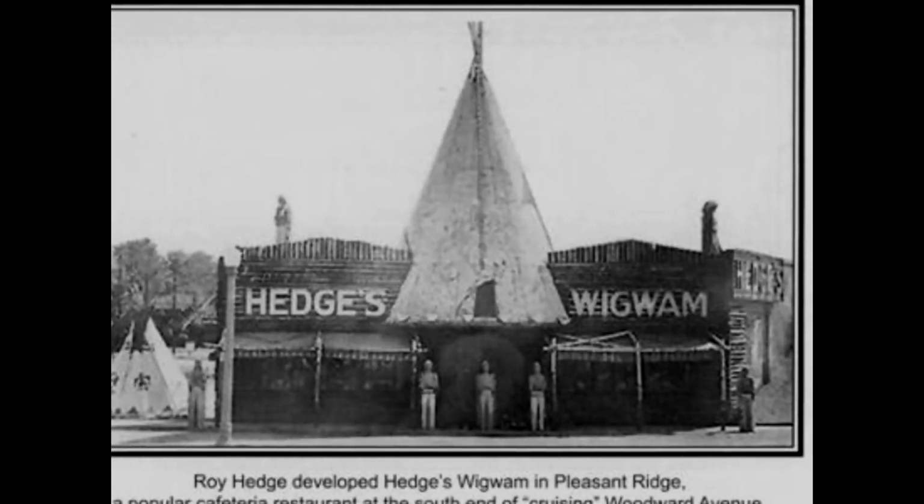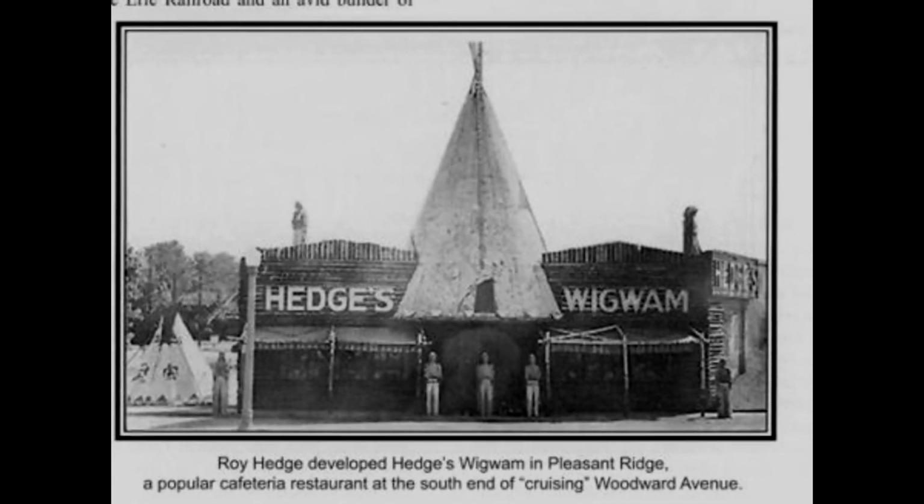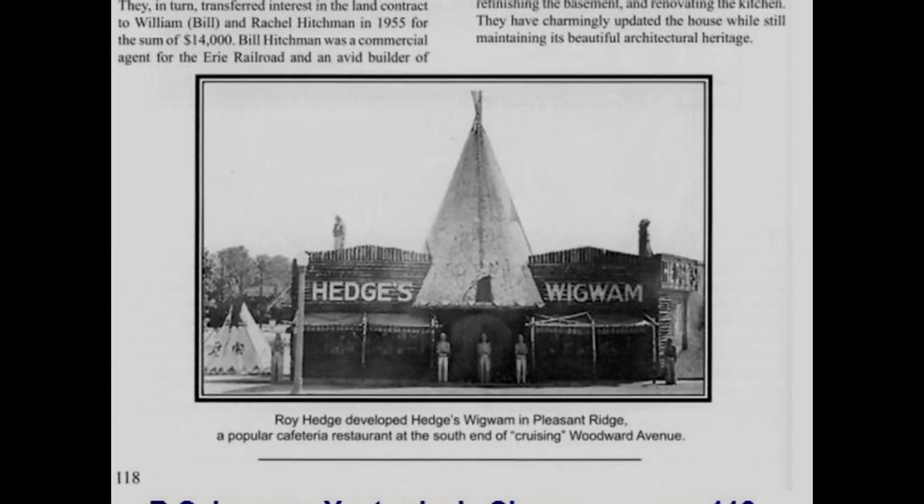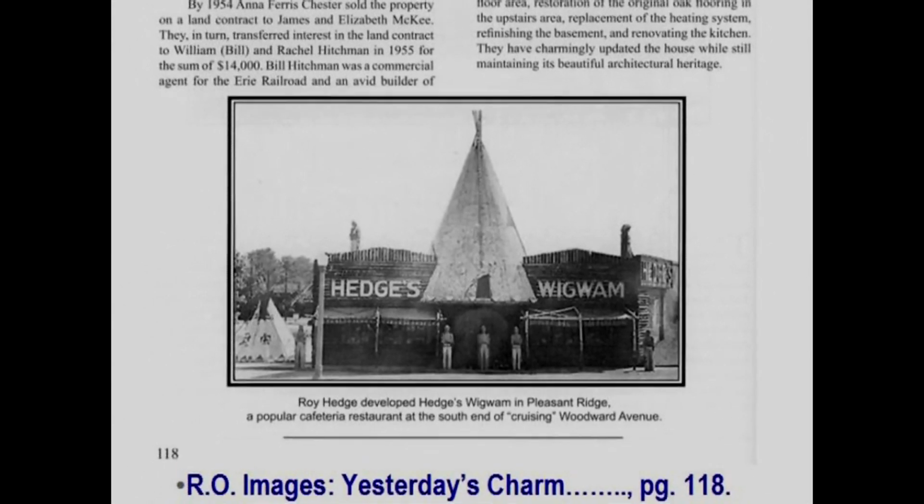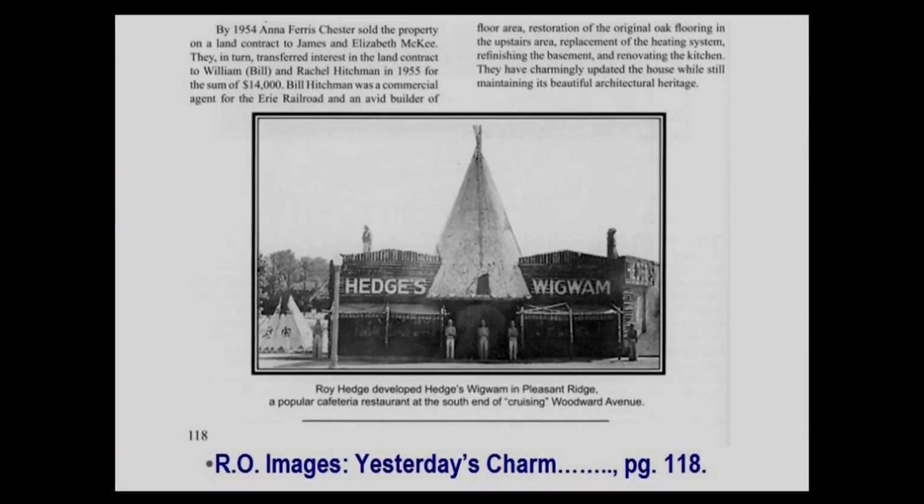Here's a picture of Hedges Wigwam with the wooden Indians, as we'd call them, in front of the restaurant. The restaurant was cafeteria style. There was interesting furniture inside. There was a pond with goldfish and a waterfall. It was quite a charming place. I remember going there a few times. My parents didn't take us out to restaurants very often. It was probably hard on the budget. But a few times we went there on special occasions, and it was a wonderful place.